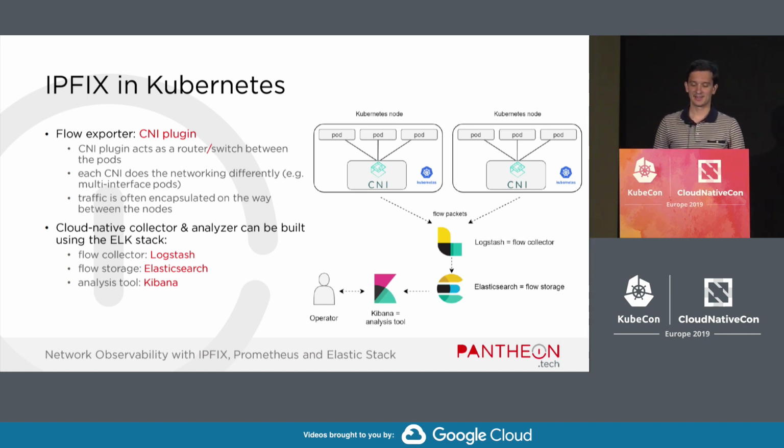And as a collector and analyzer, we can use something that would be cloud native, such as the ELK stack, which is a shortcut for Elasticsearch, Logstash, and Kibana, three open source components which go together and create a whole ecosystem. From these three components, Logstash can be used as a flow collector. It supports IPFIX, Netflow, and Sflow processing. Elasticsearch can be used as the storage plus the search engine for the flows, and Kibana as the analysis tool or the UI which you can use to access the stored flows.